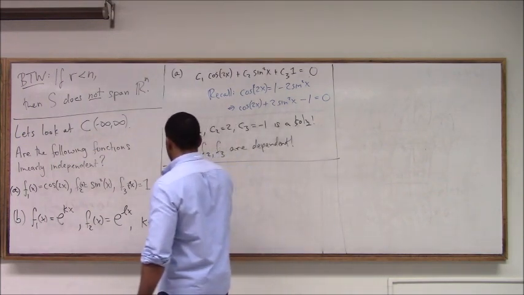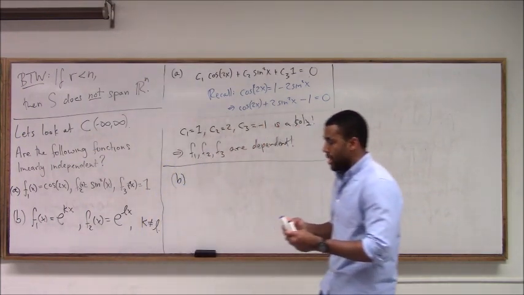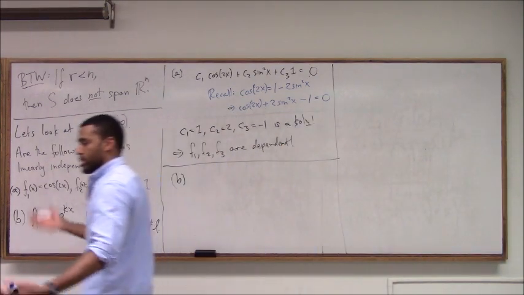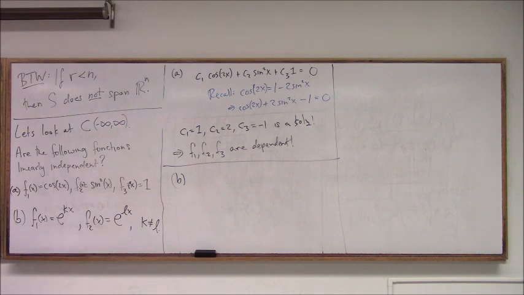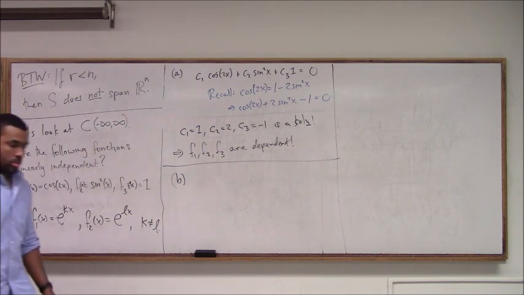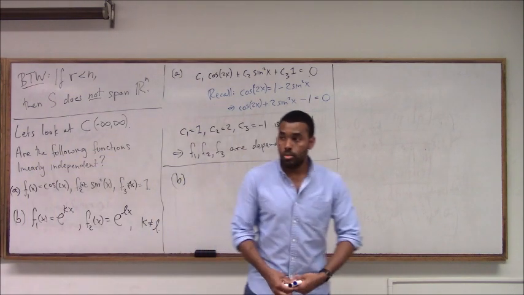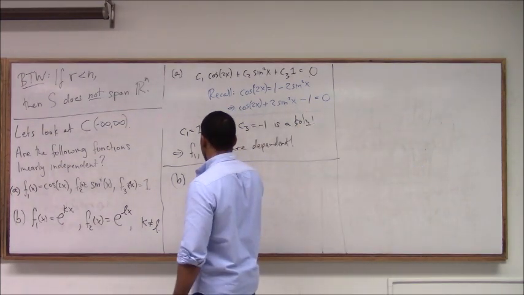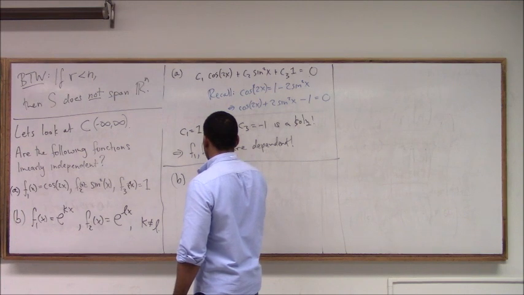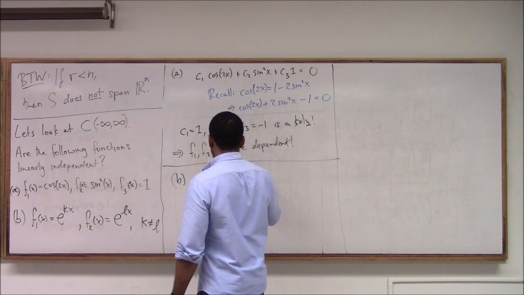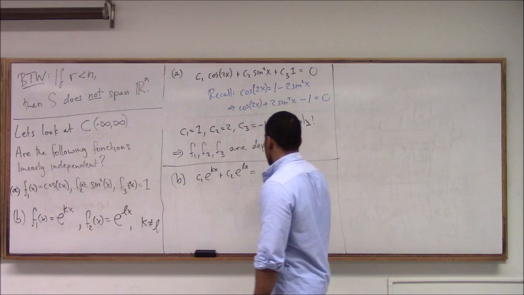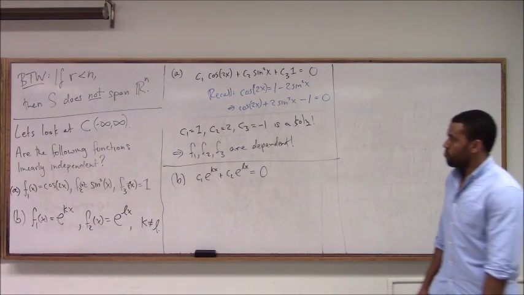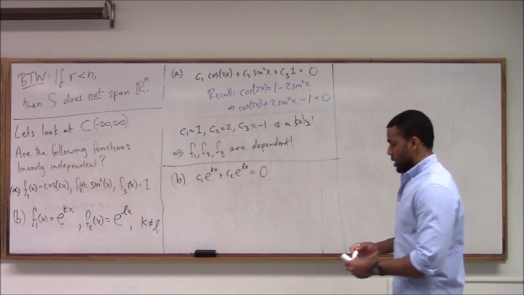Okay, let's talk about B. e to the kx and e to the lx, where k is not equal to l. So for example, e to the 2x and e to the 3x. Dependent or independent? So I can take c1 e to the kx plus c2 e to the lx equals the 0 vector for the functions, which is just the 0 function. What can I say about that?